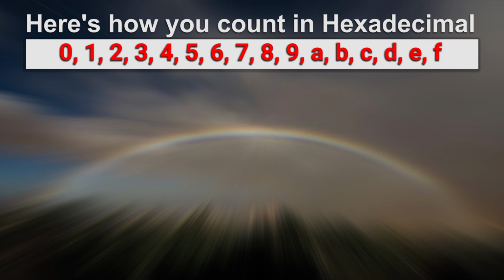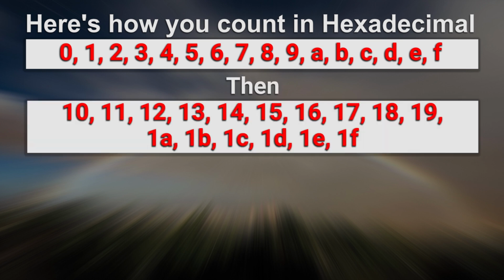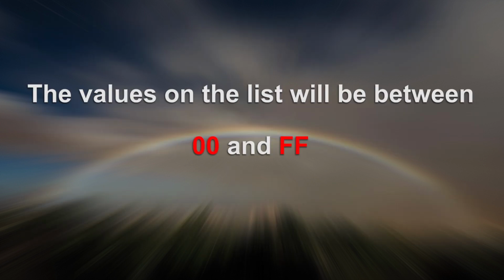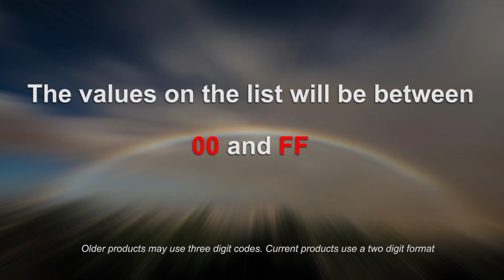It goes 0, 1, 2, 3, 4, 5, 6, 7, 8, 9, A, B, C, D, E, F in the first column. And then we put a 1 in the second column, just like we would do after the number 9 in base 10. And it goes 10, 11, 12, 13, etc. to 1A, 1B, 1C, 1D, 1E, and 1F. Then the second column goes to 2, and we start again at 20, 21, 22, etc. all the way up to 2F, and so on until we get to the number FF. Fault code and programming code values will only be between 00 and FF because we're only using 2 columns.